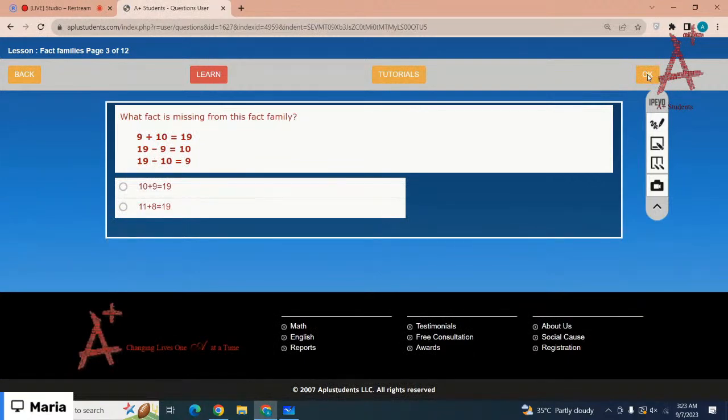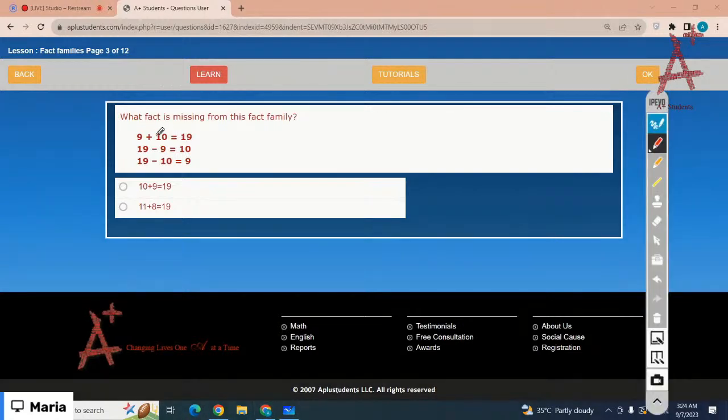What fact is missing from the fact family? So just look at the facts. You are given one for addition, two for subtraction, right? That means the missing one is for addition, right? So 9 plus 10 equals 19. That means it would be 10 plus 9 equals 19. Option number 1 is the correct option because the fact family has exactly the same numbers. So option number 1 is the correct option, right?